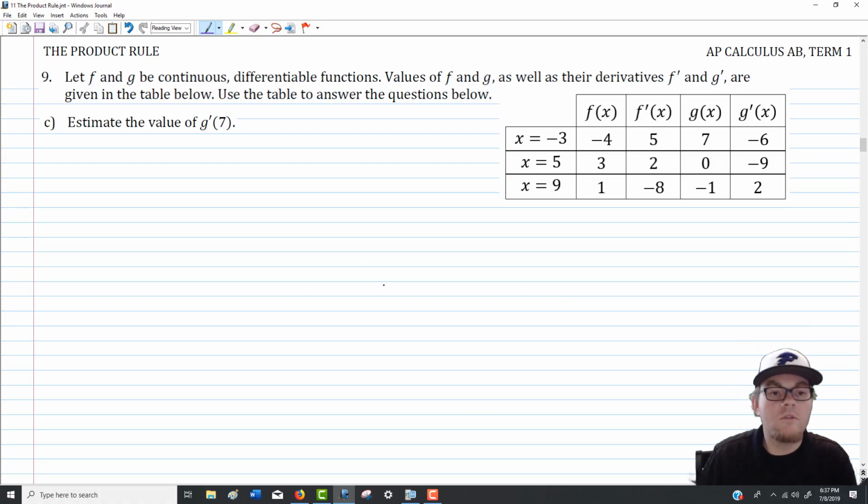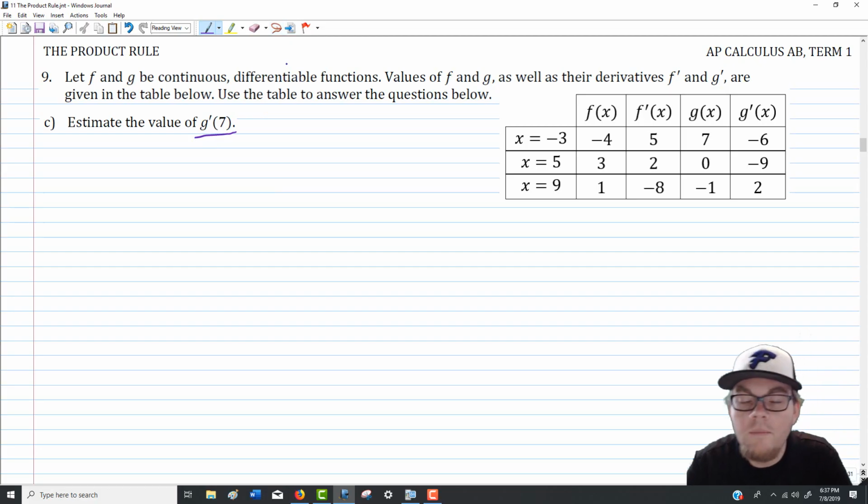So in looking at this question, an important thing to consider first is that we can't compute the value of g prime of 7 itself because we were only given values in this table at x equals negative 3, x equals 5, and x equals 9. 7's just not in the cards for us. We just didn't get that one for free. So we can't compute g prime of 7. All we can do is estimate it.